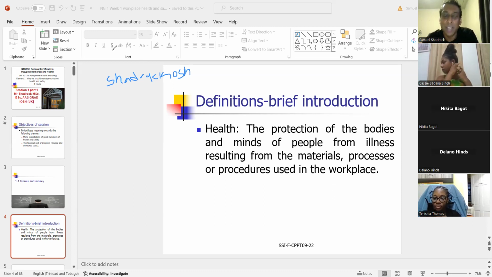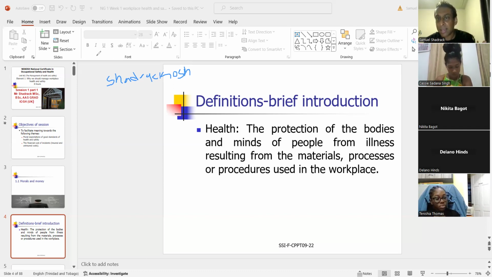Let's go straight into this definition. So what is health? Health, they say, is the protection of the body of the worker and the minds of workers from illnesses resulting from the materials, processes, or procedures used in the workplace. So occupational health is concerned with protecting the body and the mind of workers. The body piece is easy. You may have done that, like I said before, at the TBOSH program.